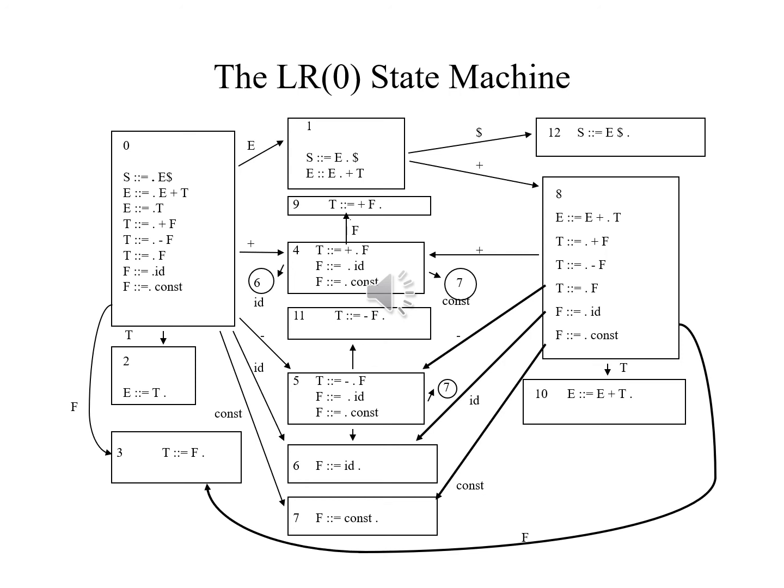This brings us to state 8. We have a transition on T, and you can see it here taking us to state 10, E derives E plus T dot. Where we have the dot before the F, this will take us to state 3. The dot before plus will take us to state 4. The dot before the minus will take us to state 5. The dot before identifier will take us to state 6. And the dot before constant will take us to state 7. This is the machine as we have it, and it's now complete.